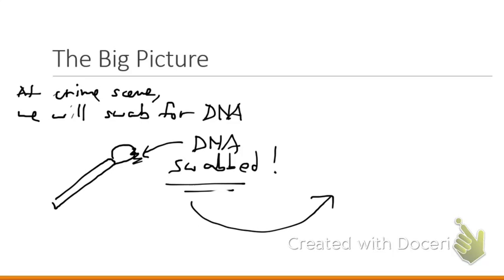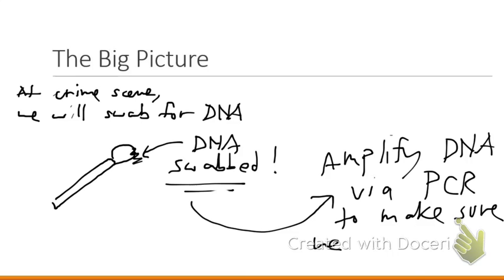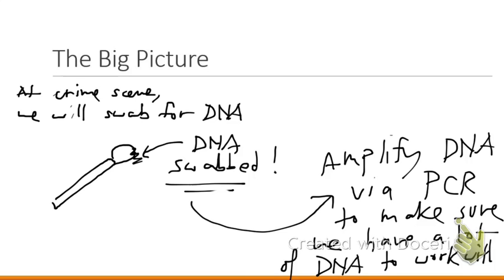Here we go. So after we swab our DNA, woohoo! We're actually going to have to amplify the DNA via PCR to make sure we have a lot of DNA to work with. Because the fact of the matter is you might actually get a small sample of DNA and just very little of that DNA. You might only have a few cells' worth of DNA.